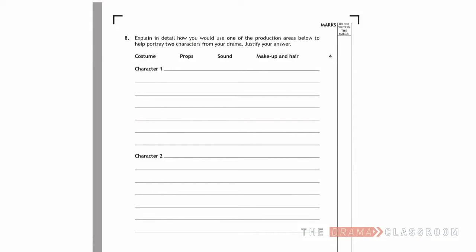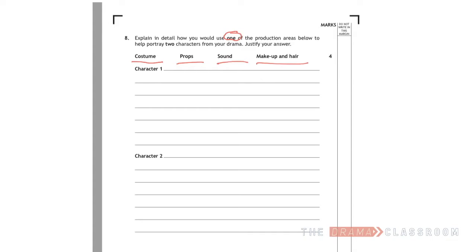Okay, so we're going to have a look in much more detail at this question. Let's read it again. It says, explain in detail how you would use one of the production areas below to help portray two characters from your drama. Justify your answer. The very first thing that's really important here is that you have to look at this question. It might be highlighting things like costume, props, sound, hair and makeup. That's fine. But it says explain in detail how you would use one of these production areas to help portray the two characters from your drama.